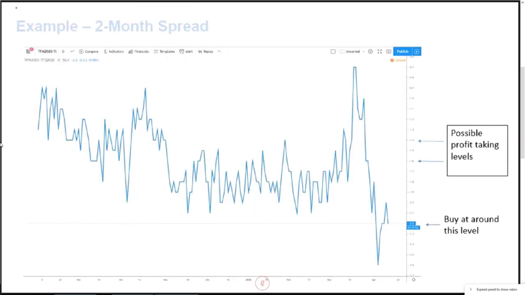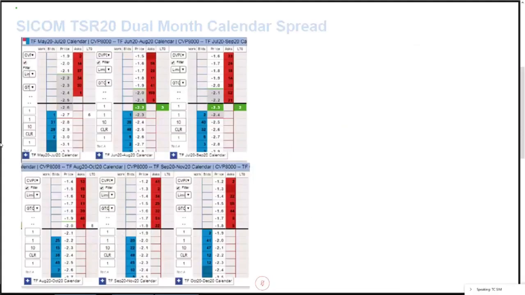Okay, this is a similar chart, except this is a 2 month spread. 2 month spread, in this instance, for example, if I do 1 versus 3, 2 versus 4, 3 versus 5. Now, why did I bring this up? Because when you do a spread, for example, if you look at the 5-6 and 6-7, depending on how you do it, you could actually look at it like a 5-7.